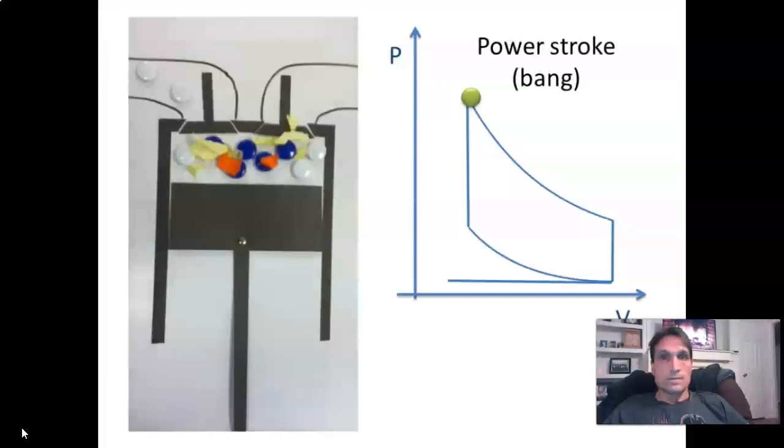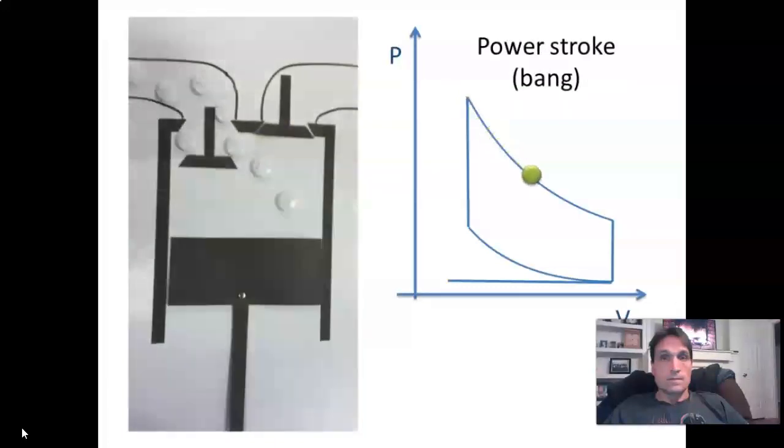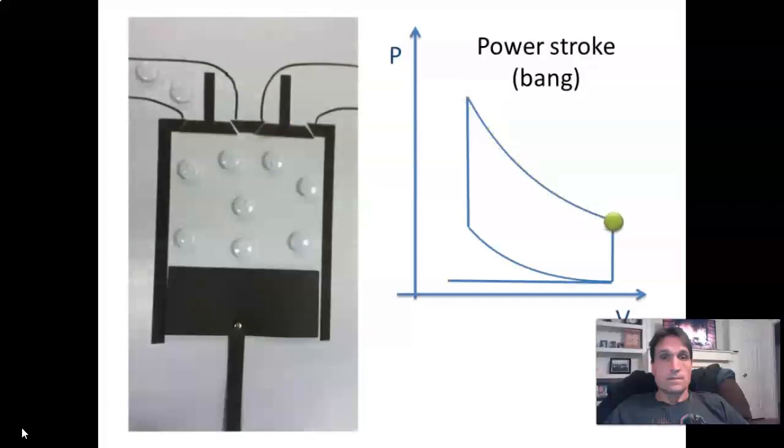The power stroke is represented in the Otto cycle by an adiabatic expansion, this second curved line here. During this expansion, the volume of the cylinder increases and the pressure and temperature of the gas decrease. This does work on the piston, pushing it down.